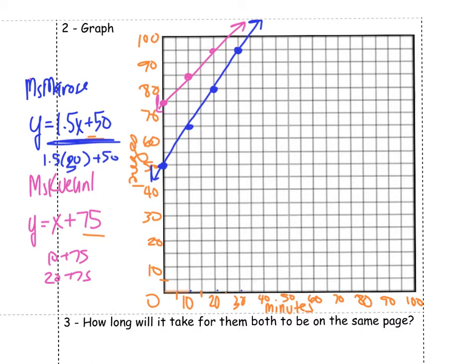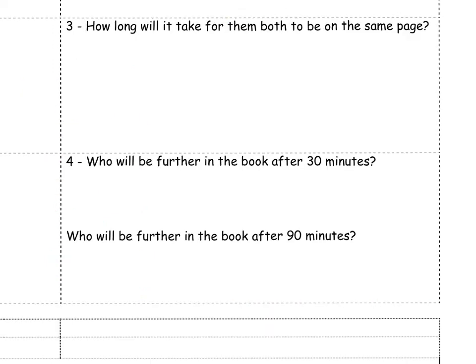Now, I cannot see where my graphs intersect, and so we're going to have to do this mathematically to figure out question number 3. How long will it take for them to be on the same page? I can see my lines are merging towards each other, but I can't see where they're crossing. We couldn't see 50 minutes on there because my graphs didn't go that far. So since we can't figure it out from the graph, we can go ahead and use what we know.